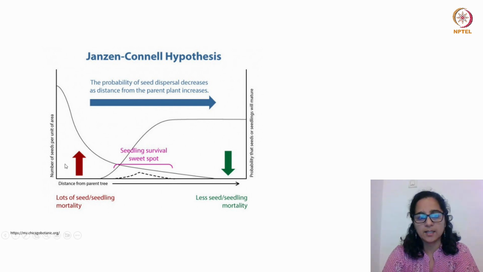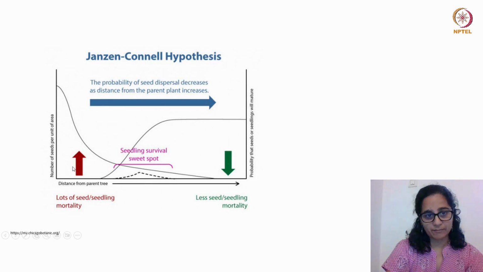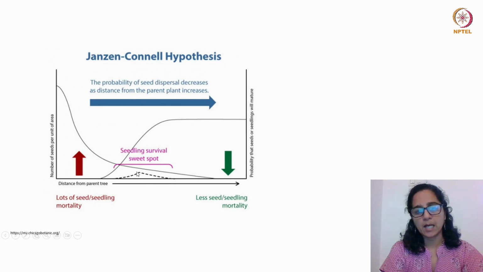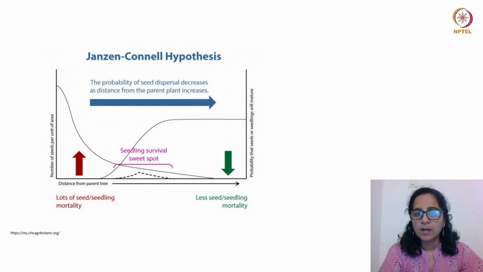So what you see here is if the seed falls directly below the parent tree, then yes, there are a lot of seeds which fall directly below the parent tree. This curve basically says that there are a lot of seeds which fall right below the parent tree, and as the distance from the parent tree increases, the number of seeds found decreases. But all of them do not survive.